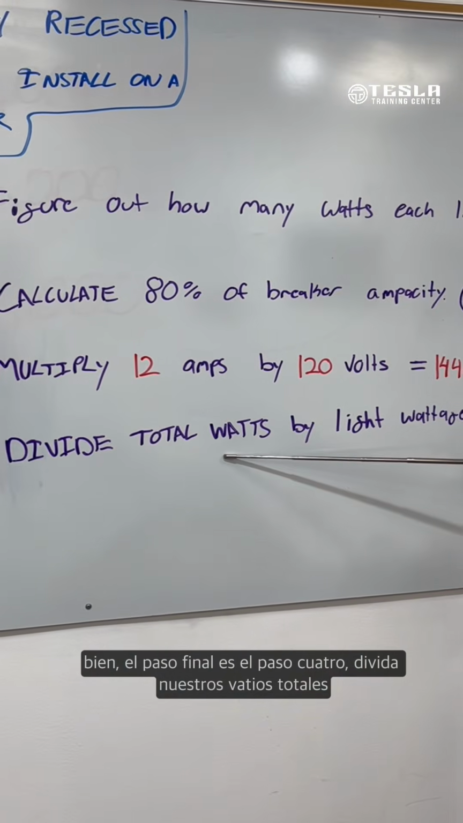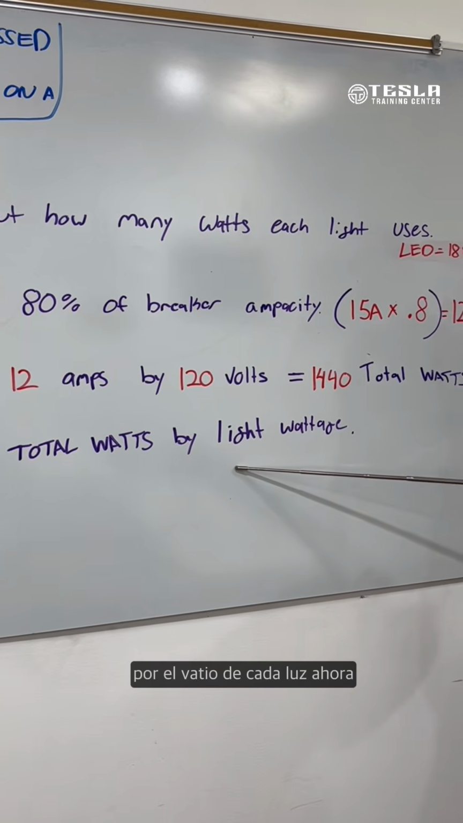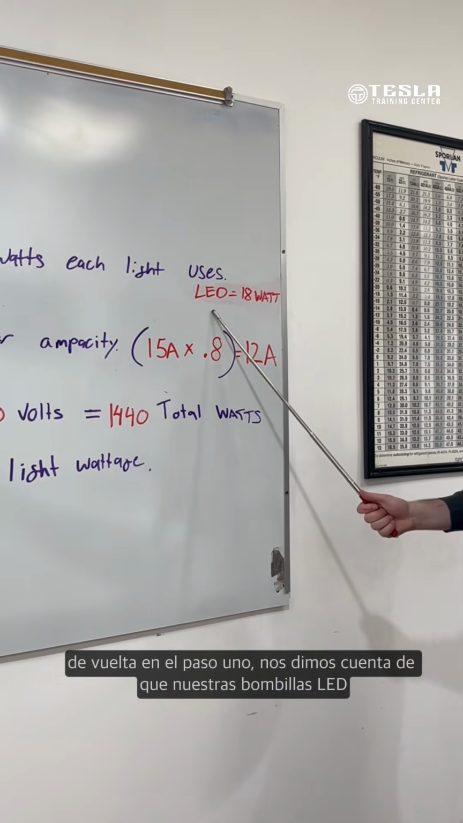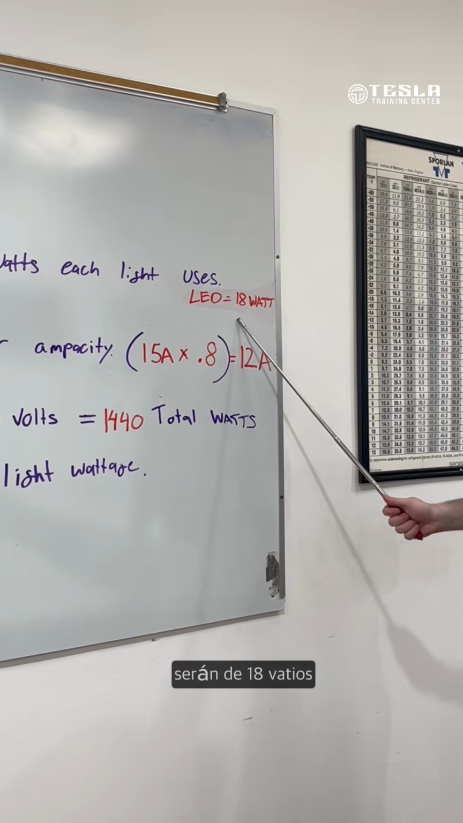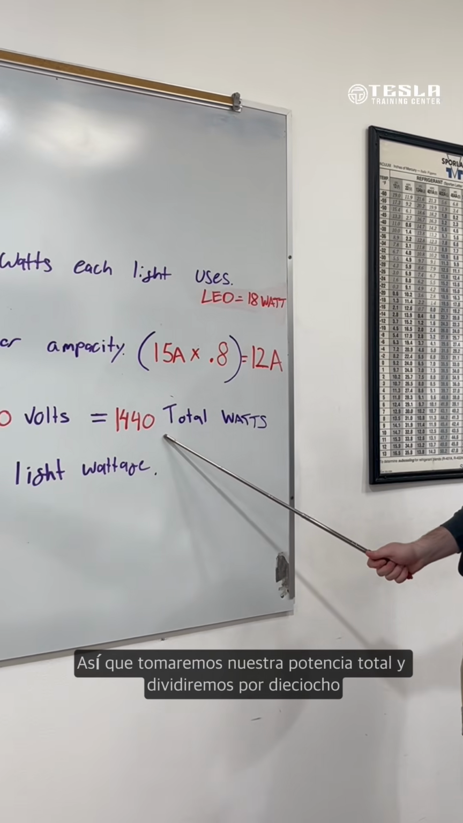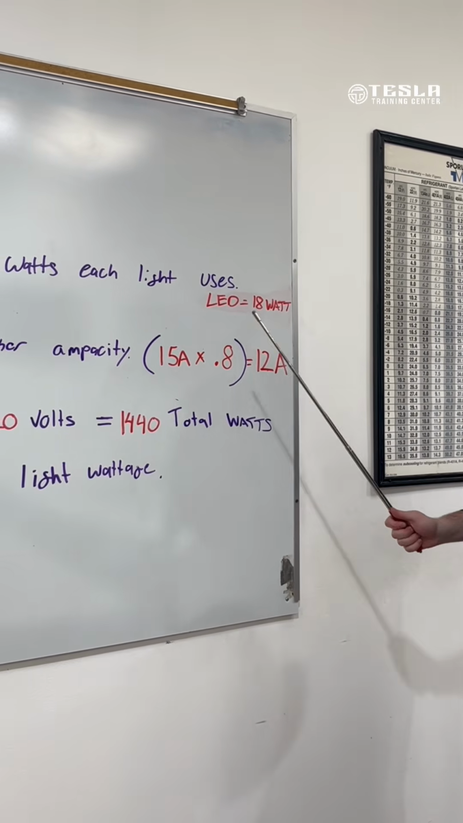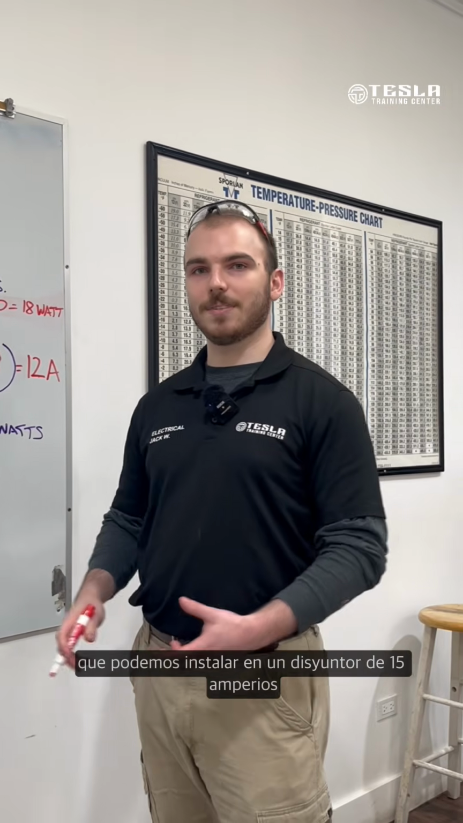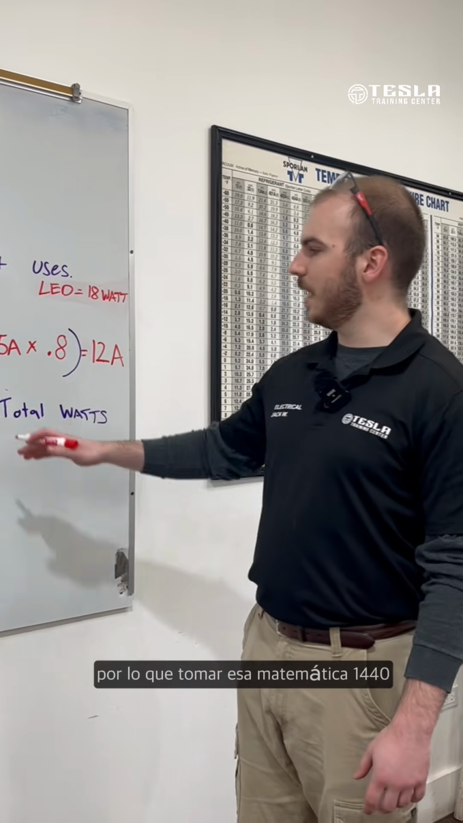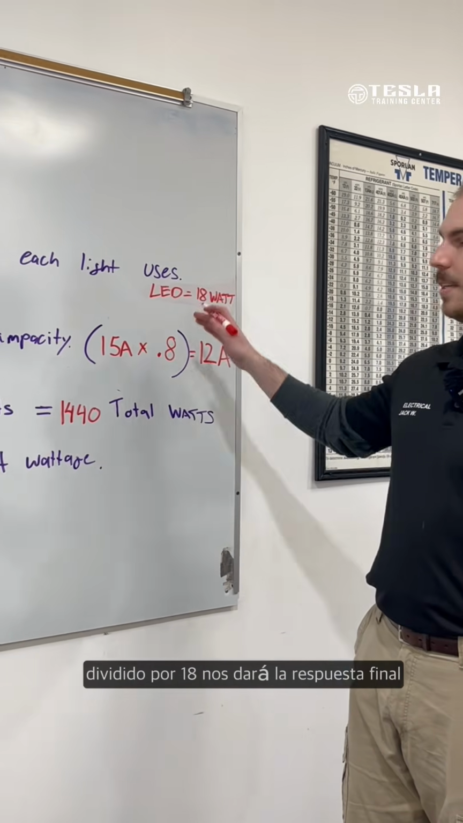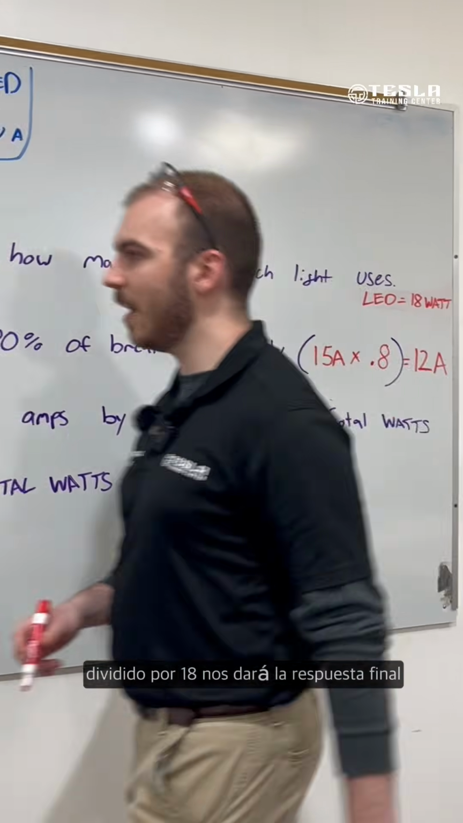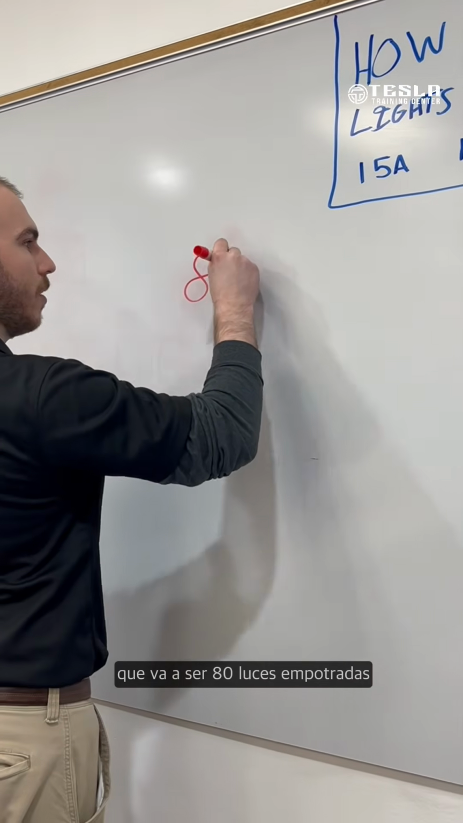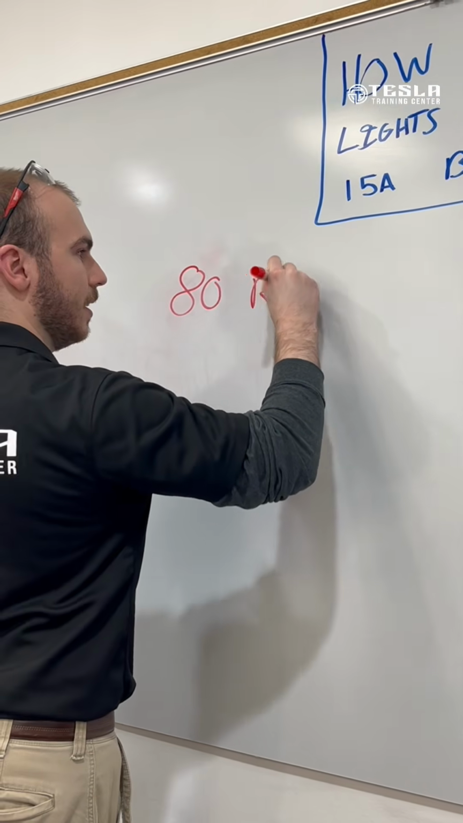The final step is step 4. Divide our total watts by the wattage of each light. Back in step 1, we figured out that our LED light bulbs are 18 watts. So we'll take the total wattage and divide by 18. This will give us the total amount of recessed lights that we can install on a 15 amp breaker. Taking that math, 1440 divided by 18 will give us the final answer, which is 80 recessed lights.